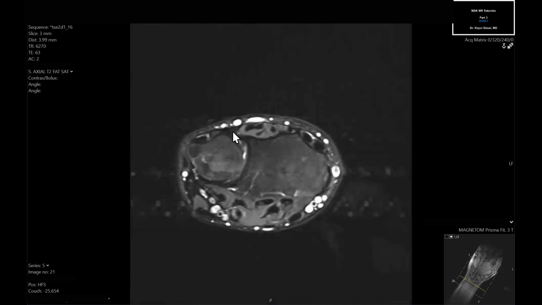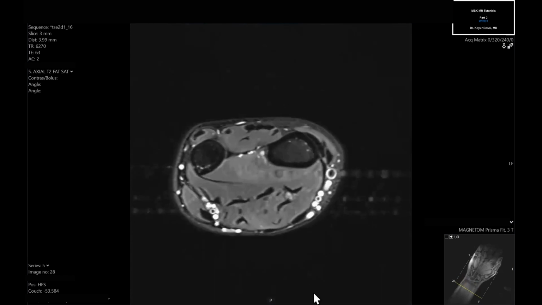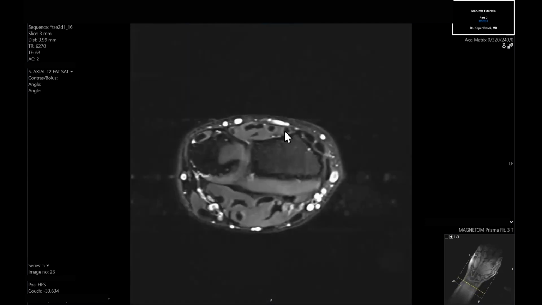So there's going to be an entire assessment of all of these different extensor compartments, and it's going to be important to denote one extensor compartment from the others. And so what you do is you use the Lister's tubercle as a landmark to denote the third extensor compartment from the second extensor compartment.